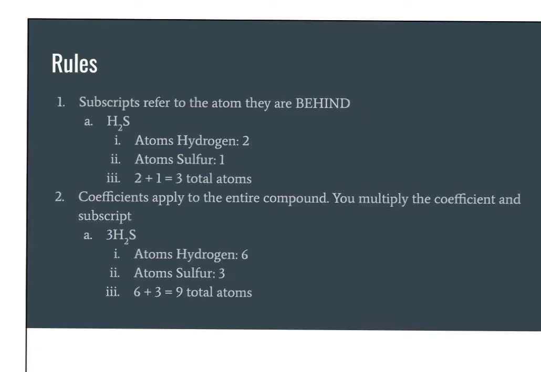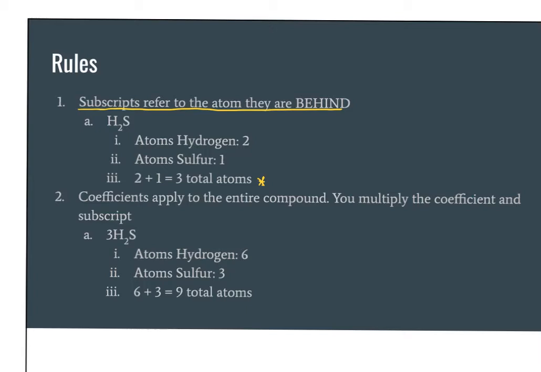So there are some rules for counting atoms. The first rule is that subscripts refer to the atom they are behind. So for example, H2S, that 2 is referring to hydrogen. There are 2 hydrogens and 1 sulfur. Overall, there are 3 total atoms in this chemical, 2 hydrogen and 1 sulfur.